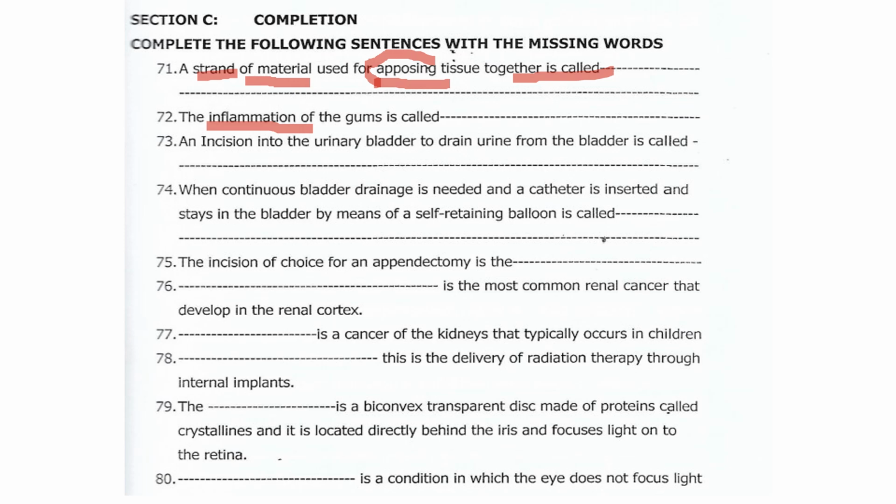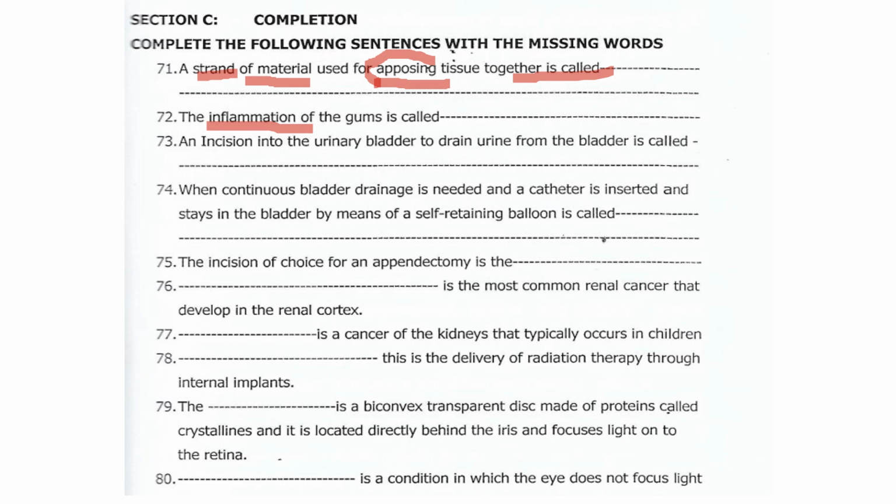73. The question says an incision into the urinary bladder to drain urine from the bladder is called. Understand the question. It is important that we understand the question. When we understand the question, trust me, we will definitely answer it. All right, let's read together.